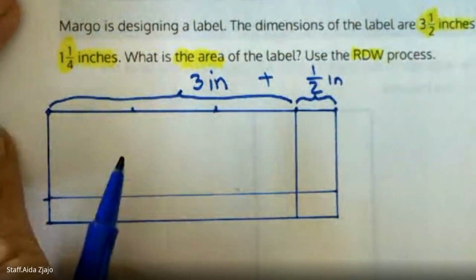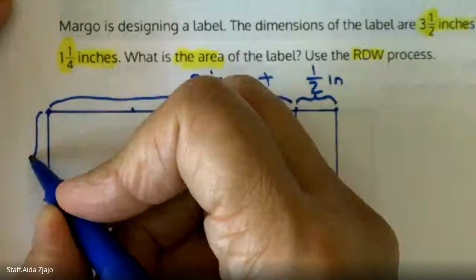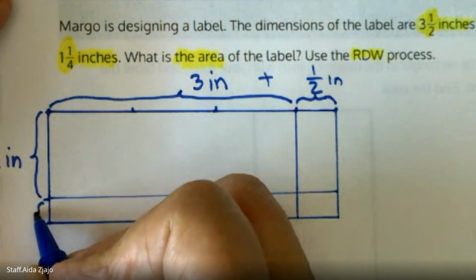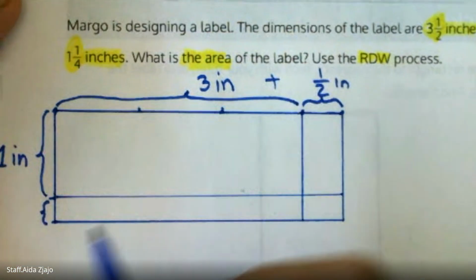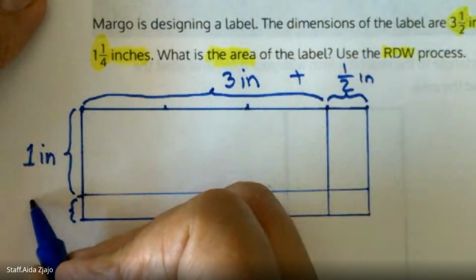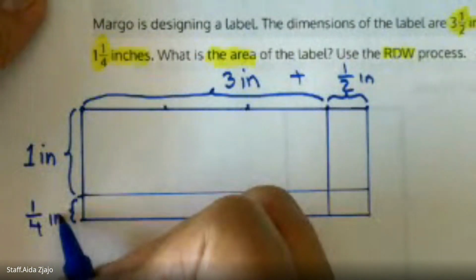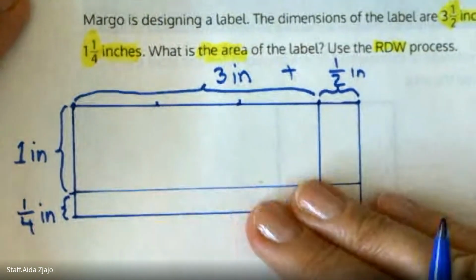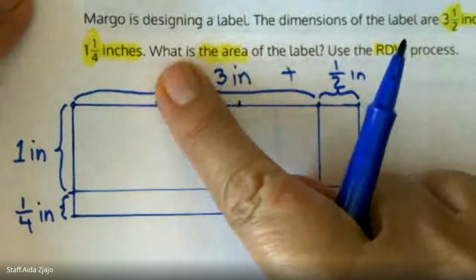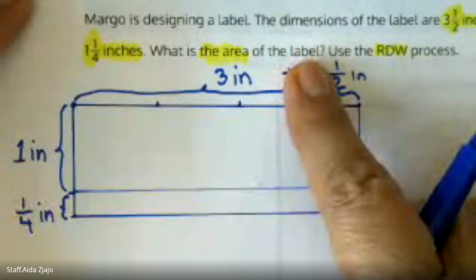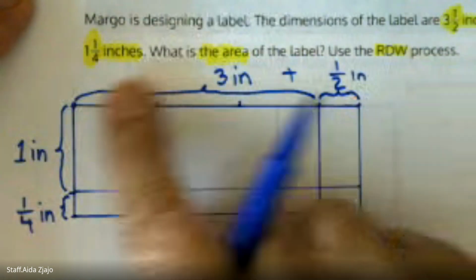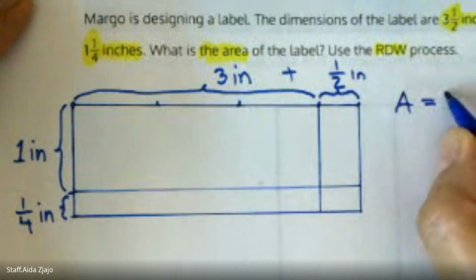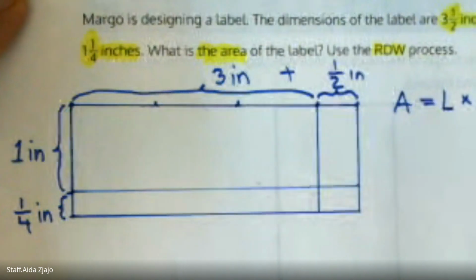Now if I look this way, this here is 1 inch. And this little guy here is just 1 out of the 4 pieces that I cut, so it's 1/4 of an inch. So if I use the area model strategy to figure out the area of the label, I can use length times width, because the rule is area equals long side times short side, length times width.